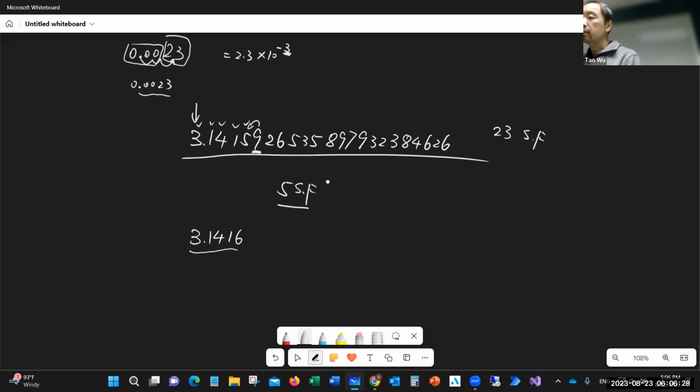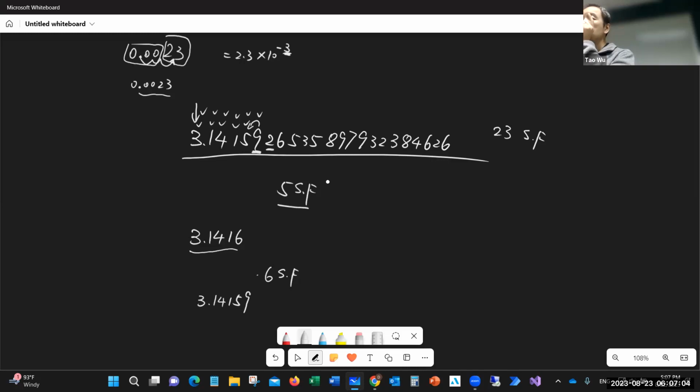If we need 6 sig figs, then again we do the same thing. 1, 2, 3, 4, 5, 6. And you look at the next one, which is the 7th. This one is a 2, which is lower than 5, so you don't need to round up, just cut everything off. Then the answer will be 3.14159. So this gives you 6 sig figs. Are you clear?